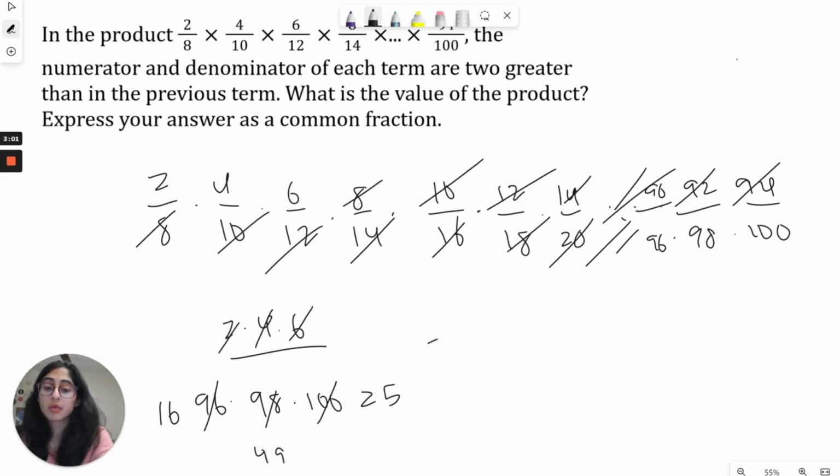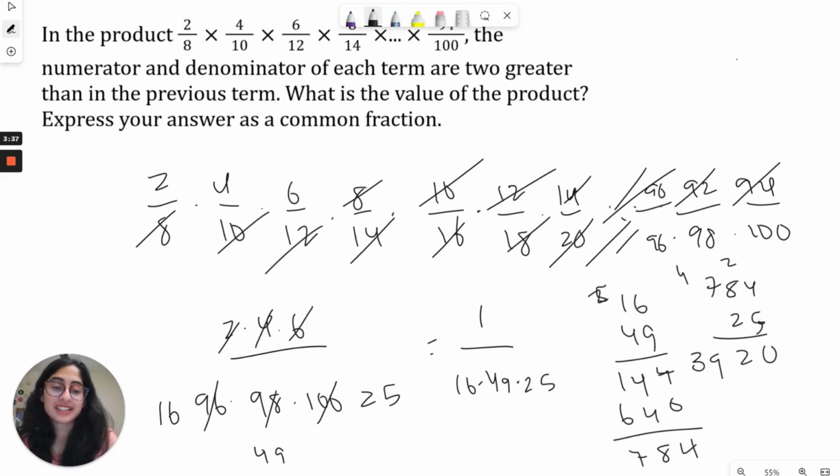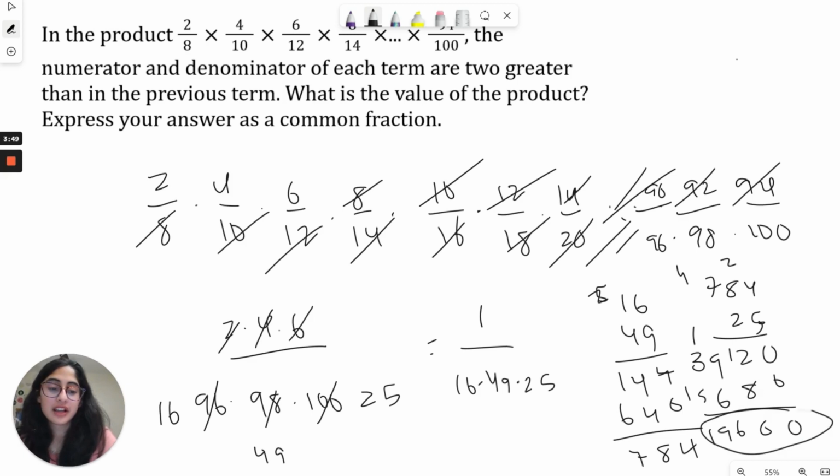So this ends up being 1 over 16 times 49 times 25, which I do not want to have to multiply out, but I will do. 19,600 is our denominator, so the answer to this question is 1 over 19,600.